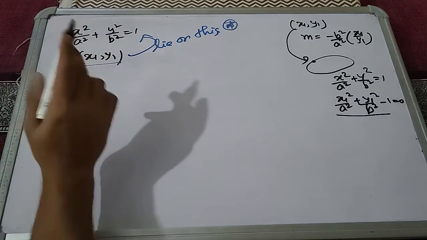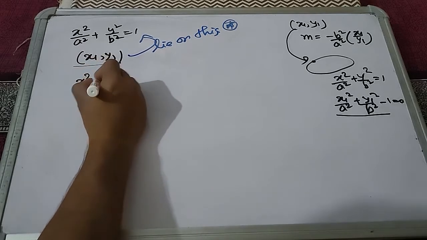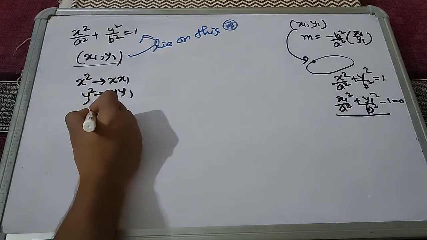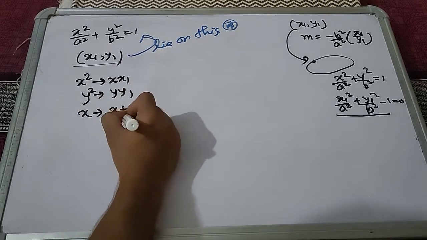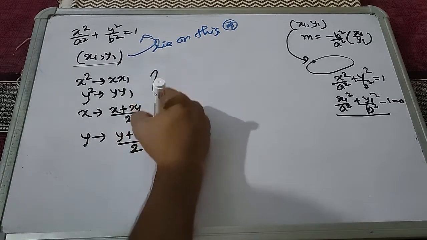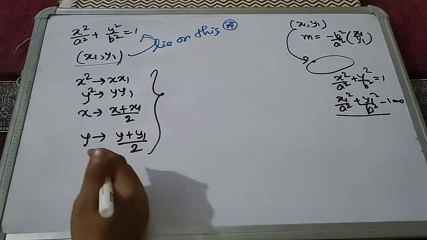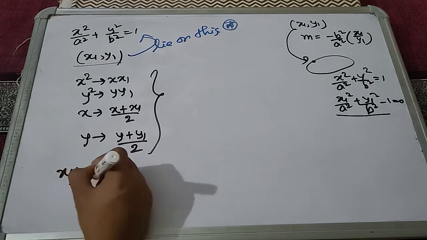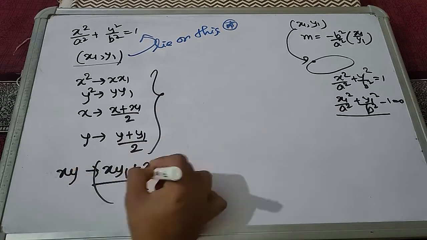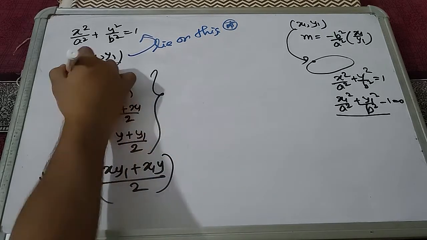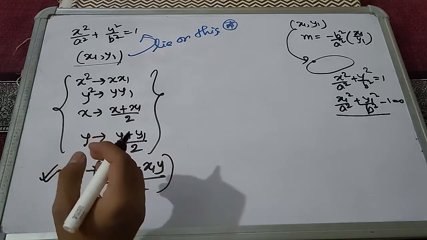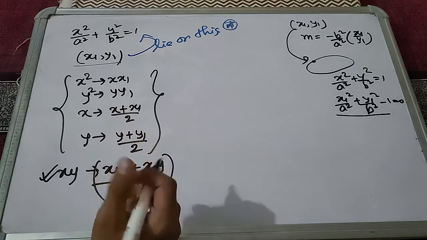If this point lies on this curve, then if you transform x square to x into x1, y square to y into y1, x will be converted to x plus x1 by 2 and y to y plus y1 by 2. And another important key transformation is xy transforms to (xy1 plus x1y) by 2. This isn't much used, but these four are used repetitively, and this makes your sum very easy to solve.